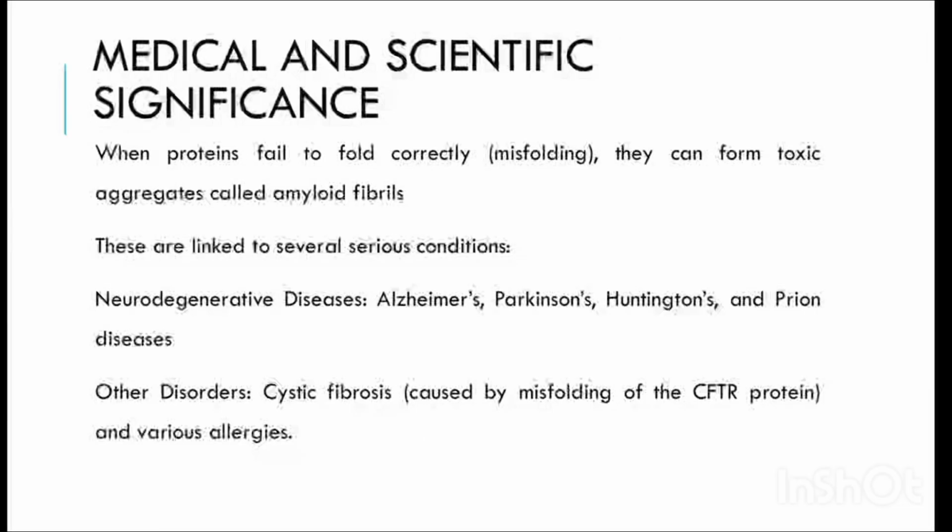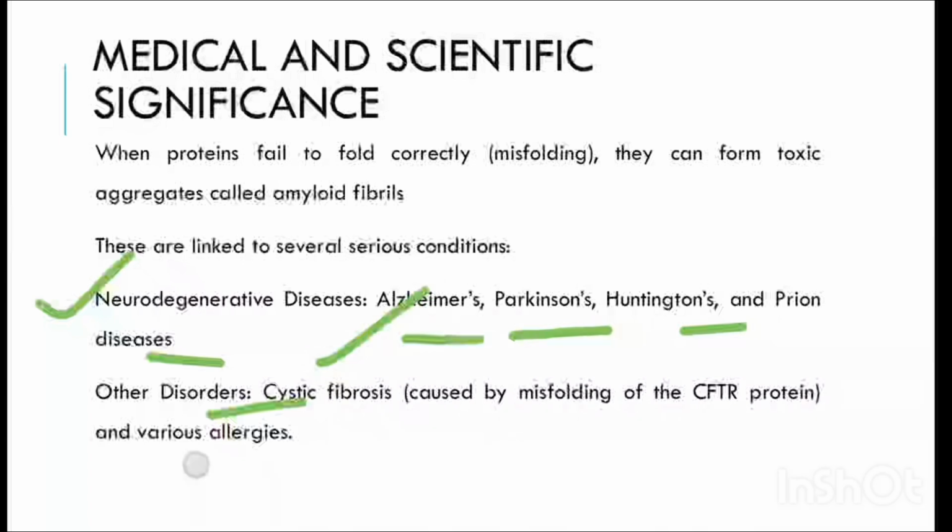Next, medical and scientific significance. When a protein fails to fold correctly or misfolding takes place, it can form toxic aggregates called amyloid fibrils. These are linked to several serious diseases like neurodegenerative diseases such as Alzheimer's disease, Parkinson's disease, Huntington's disease, prion disease, and other disorders like cystic fibrosis and various allergies. These are caused by misfolding of proteins.